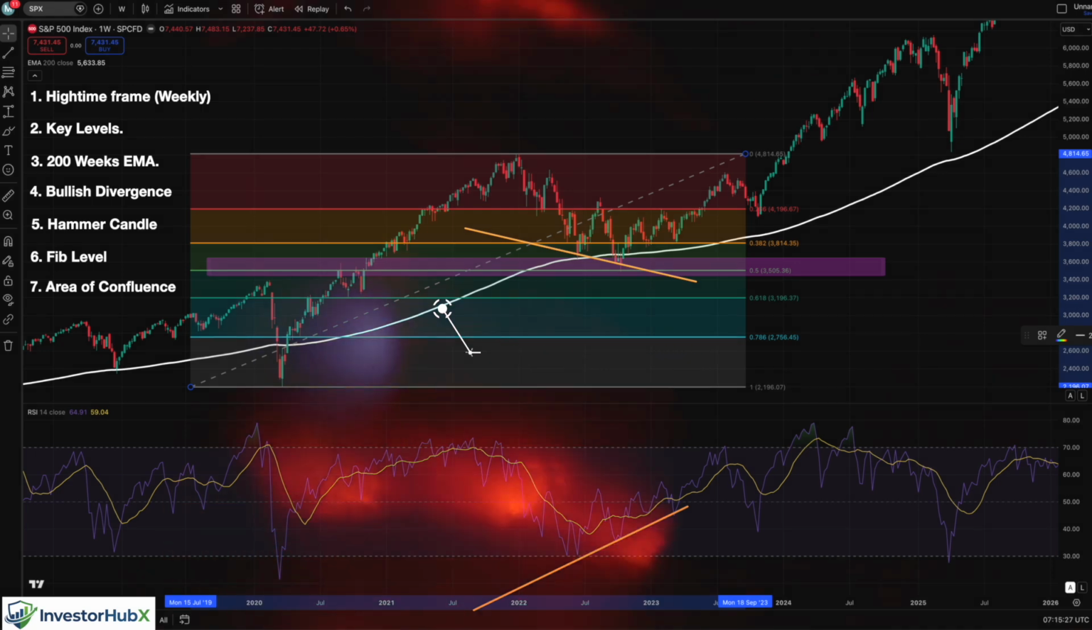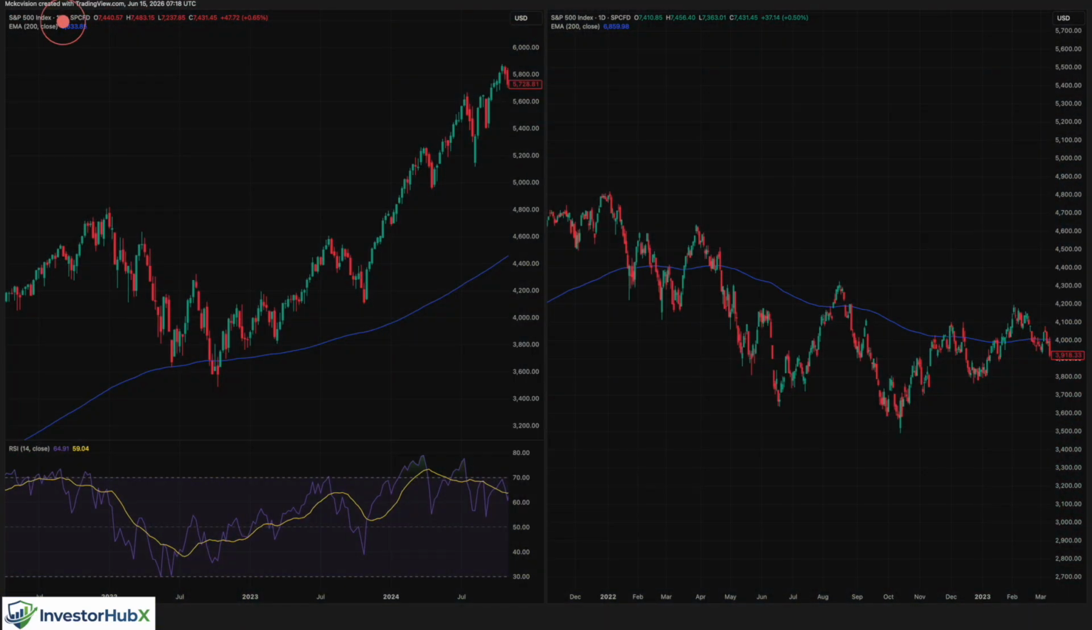Next, we zoom into the daily time frame. On the left is the weekly time frame. On the right is the daily time frame. This area here on the weekly chart is the same area shown here on the daily chart. On the daily time frame, we can now draw the trend line like this. When price breaks above the trend line, it suggests that the daily downtrend may be coming to an end.